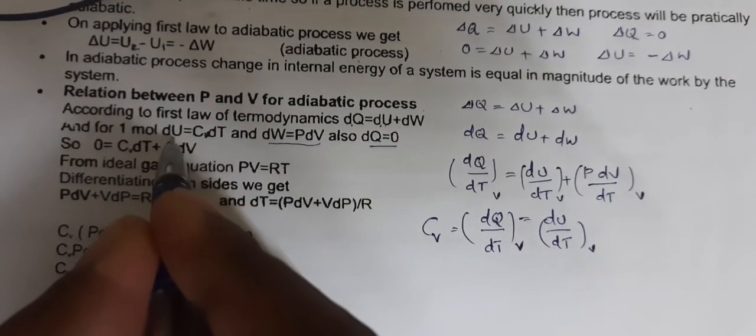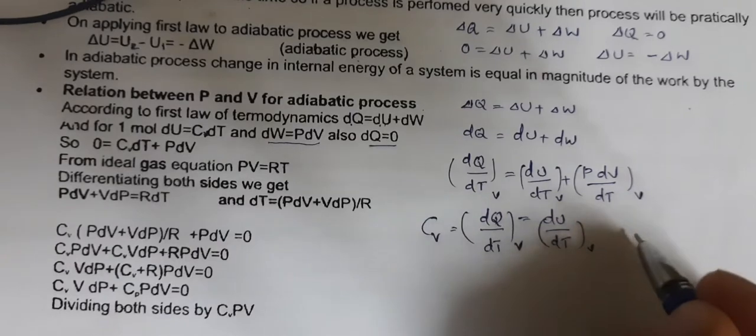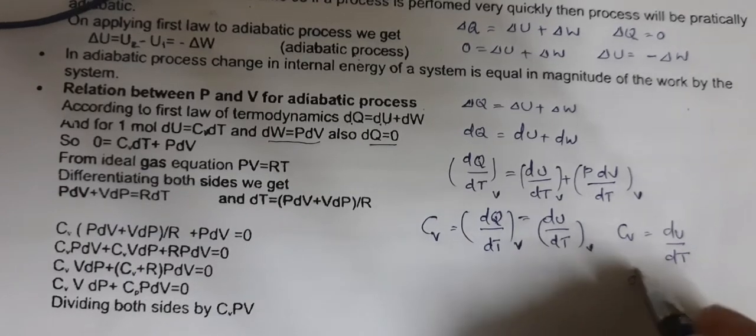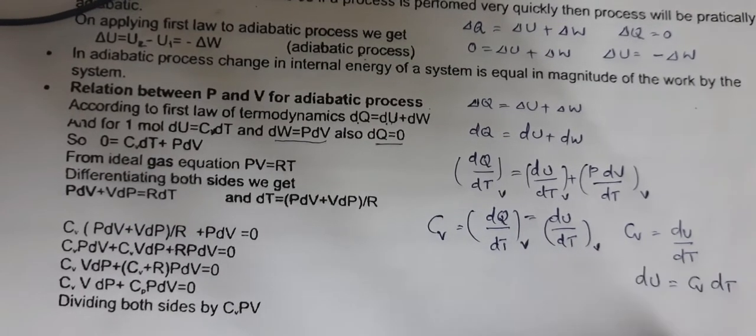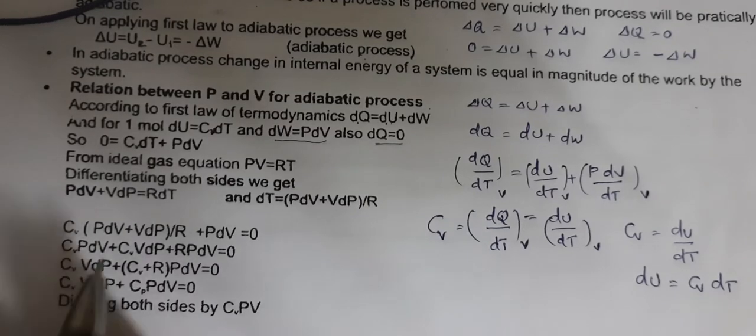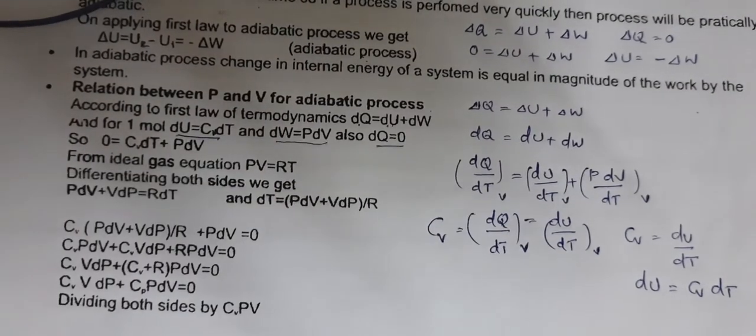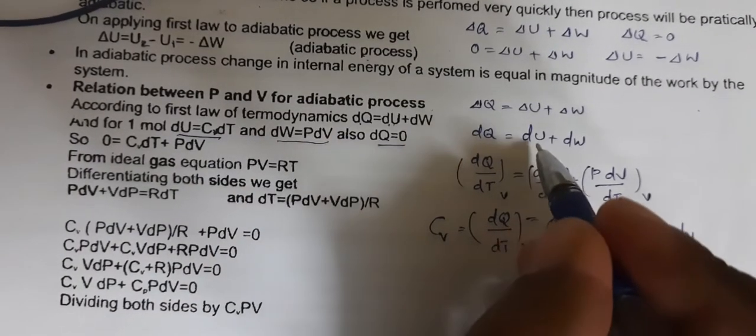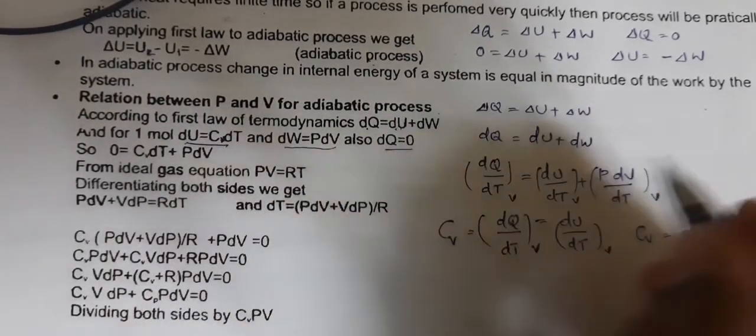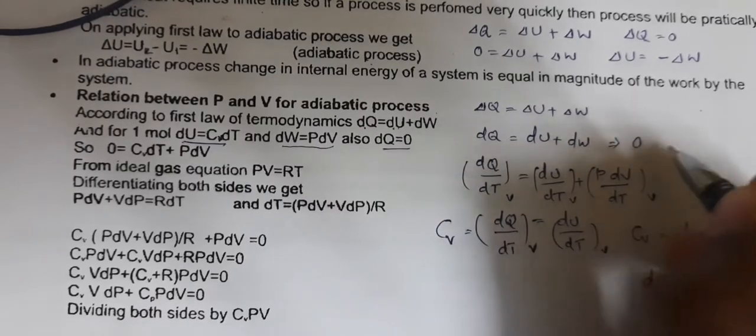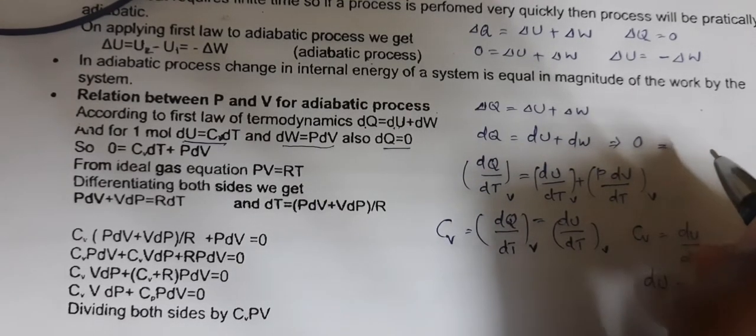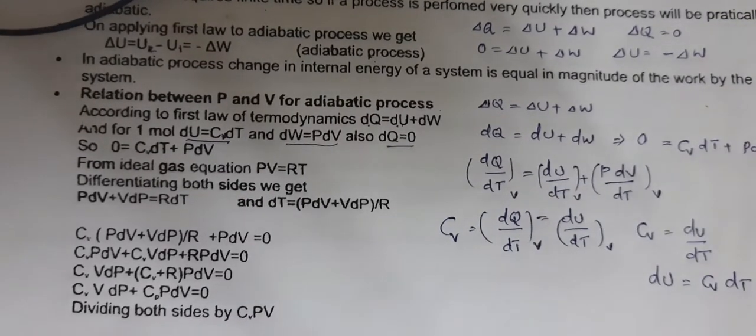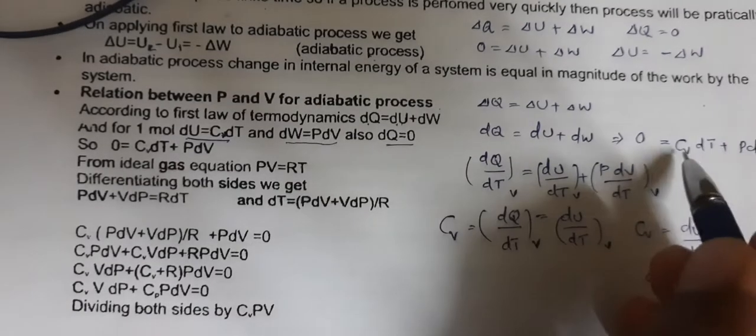So that's what is written here. I can write Cv is equal to dU by dT, at constant volume. So dU is equal to Cv dT. I can write it like this: dU is equal to Cv dT. This is what I have. So instead of dQ is equal to dU plus dW, this equation becomes dQ is 0, so 0 is equal to dU, which is Cv dT, plus dW, that is P dV. So this is how I get this equation.